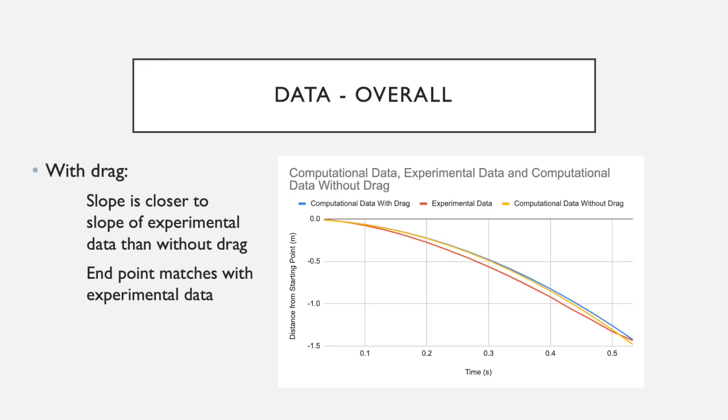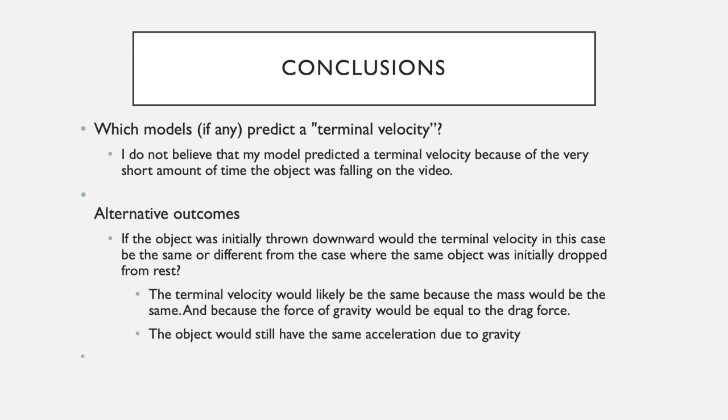The discrepancies in the data may be due to any misalignments in the video. In conclusion, I believe that due to how short of a distance the object fell, terminal velocity was not achieved during the drop. This can be seen because the object never had a constant velocity or an acceleration of 0.